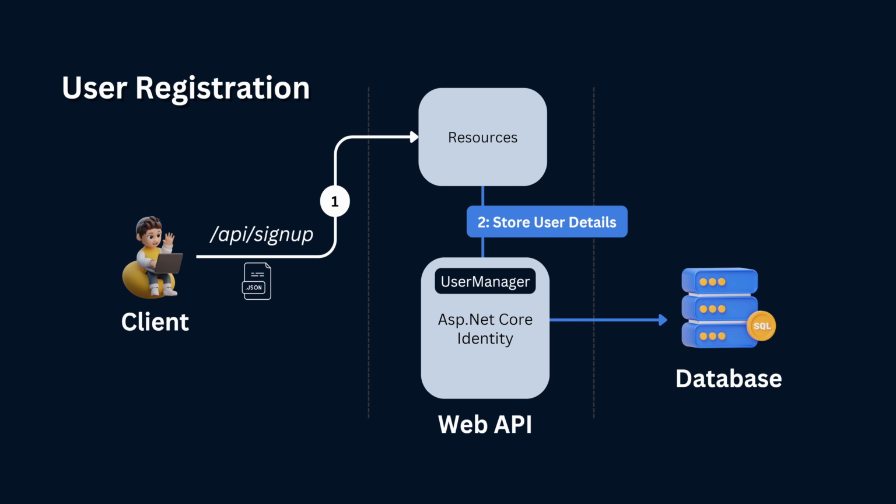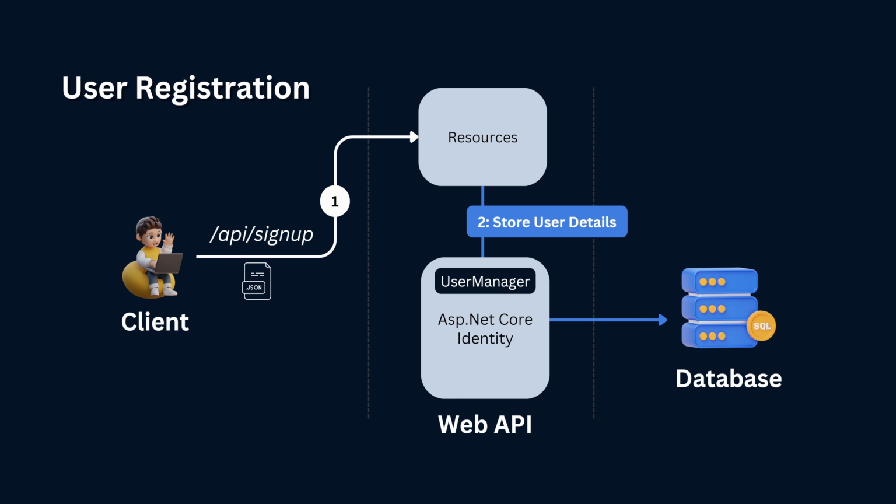Now in the previous section, we discussed user registration, in which we created a new user or new identity in the identity solution that we have. So from the client side, we made a post request to this URL. Along with the user details, we also pass user credentials like email and password. And the respective web API method handles the request by saving the passed user details along with the credentials into the SQL Server DB with the help of ASP.NET Core Identity User Manager.